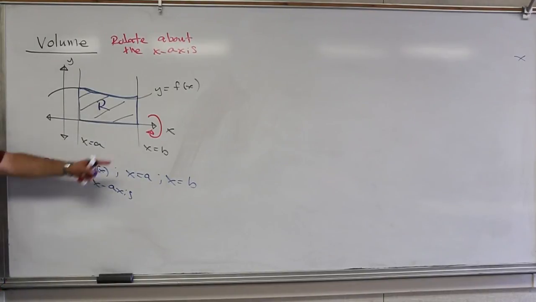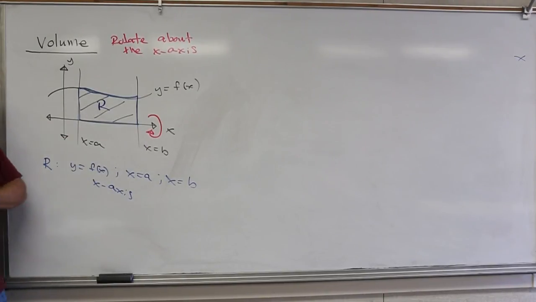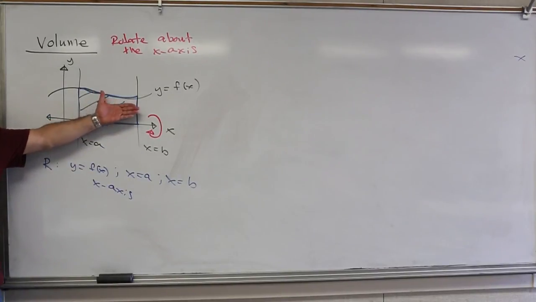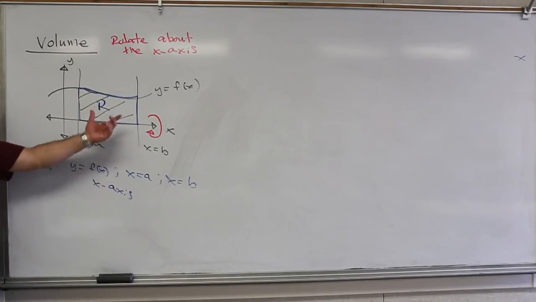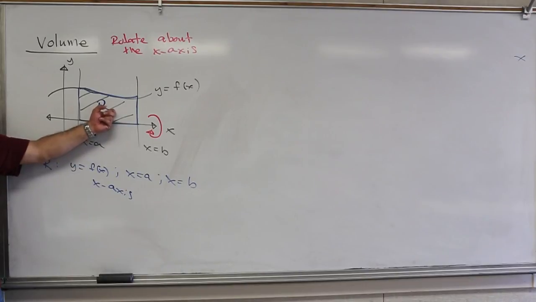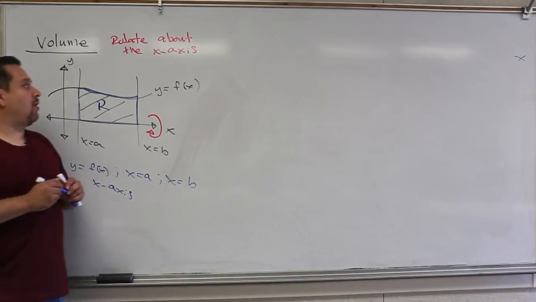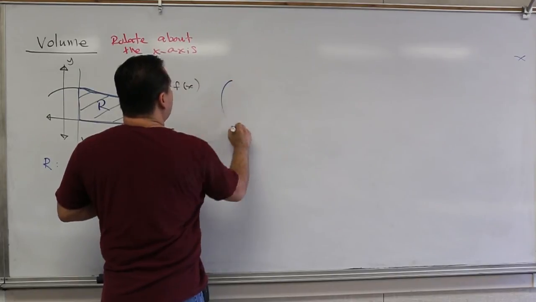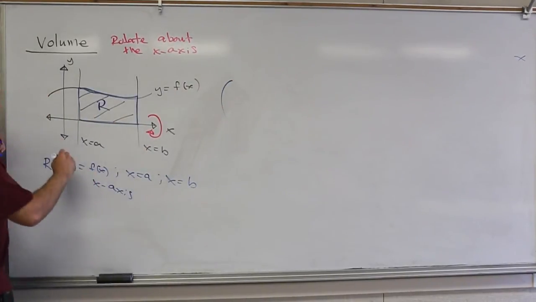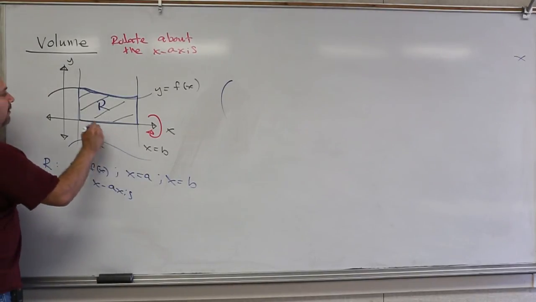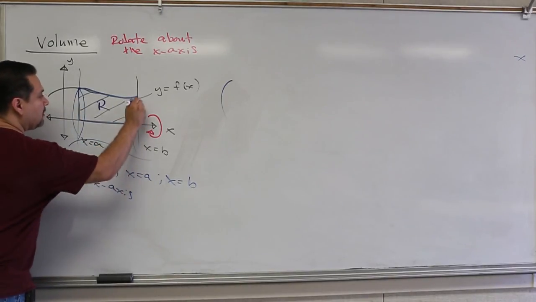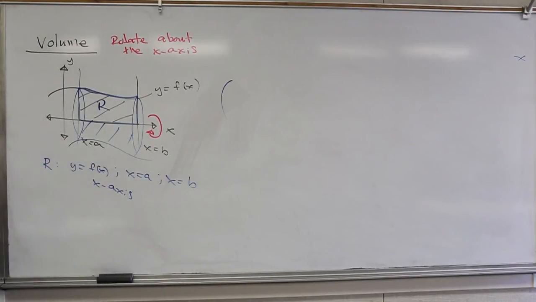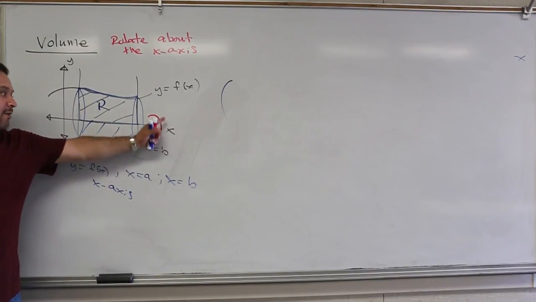And when you rotate this about the x-axis, this two-dimensional picture now becomes three dimensions, and it's a solid. Every point in this region gets rotated about the x-axis, and you create what's called a solid. I'm out of space here, but you'll have something that looks kind of like this, a solid that was created by simply rotating about the x-axis.